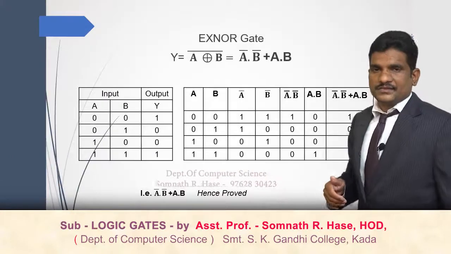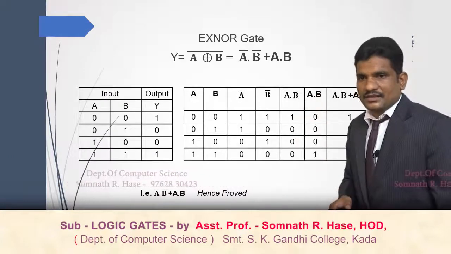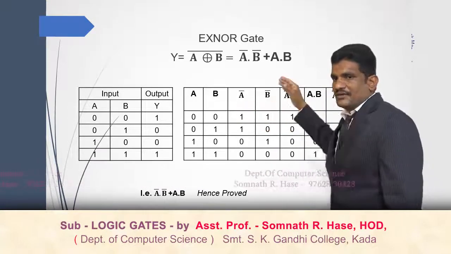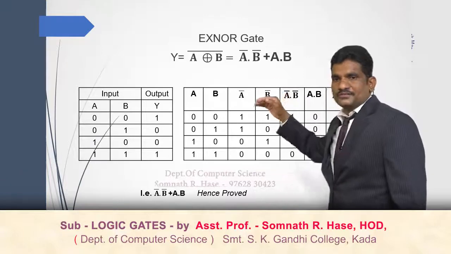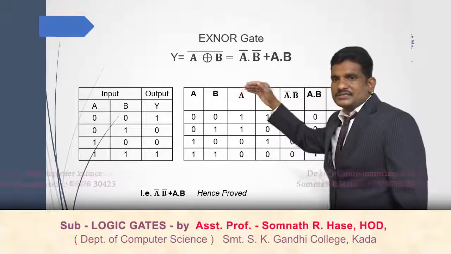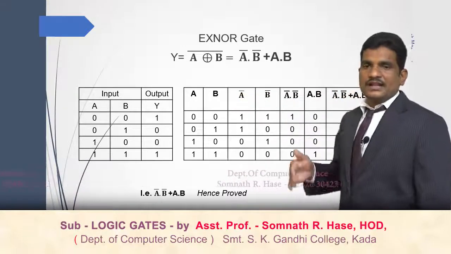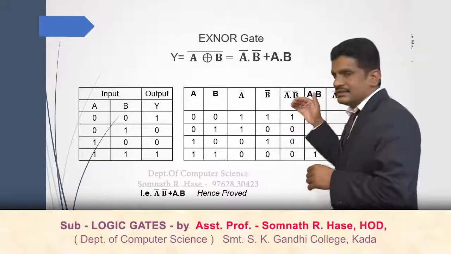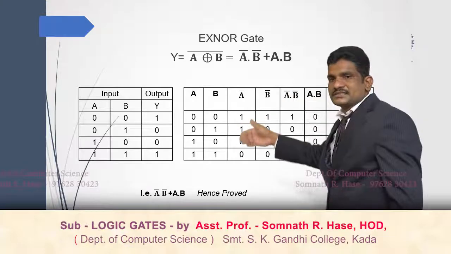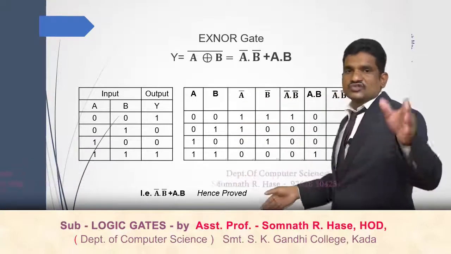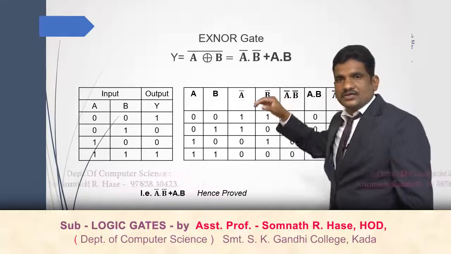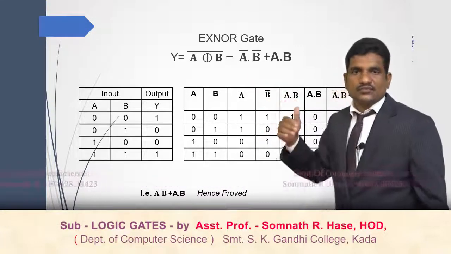Next, here we can see that when A and B are 0, the output is 1. When A is 0 and B is 1, the output is 0. When A is 1 and B is 0, the output is 0. And lastly, when both are 1, the output is also 1. In these slides, we can see the output column and also the last column. Both are identical, and hence here also the XNOR gate is proved.